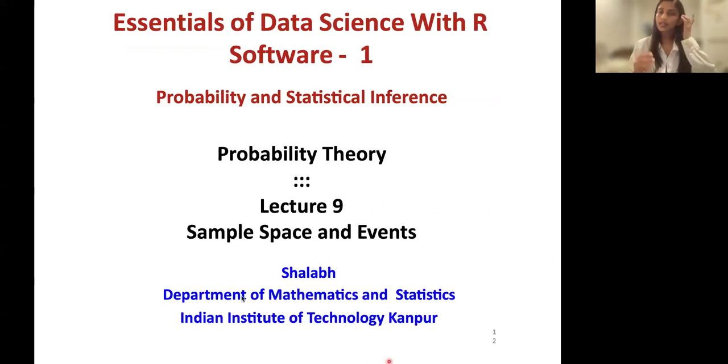Now we've just learned how to interpret probability, and now we'll learn about each of the elements. So, sample spaces and events.